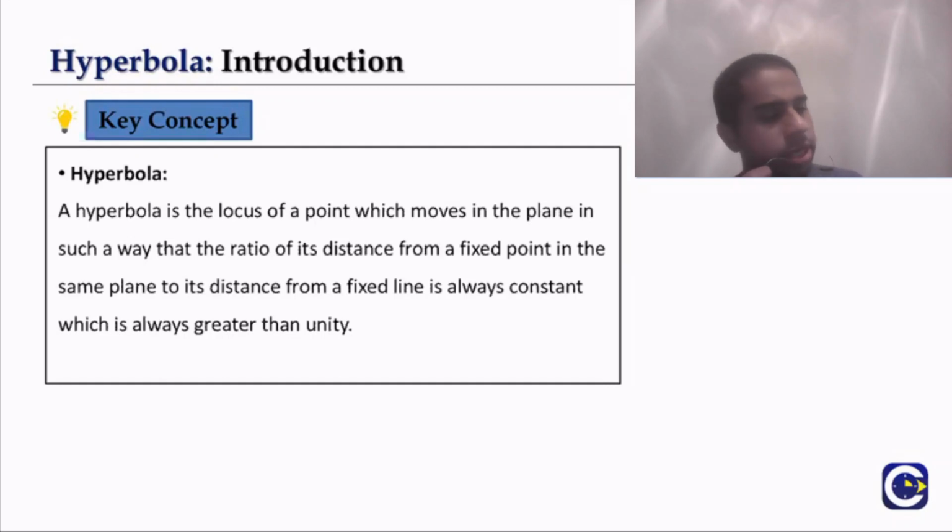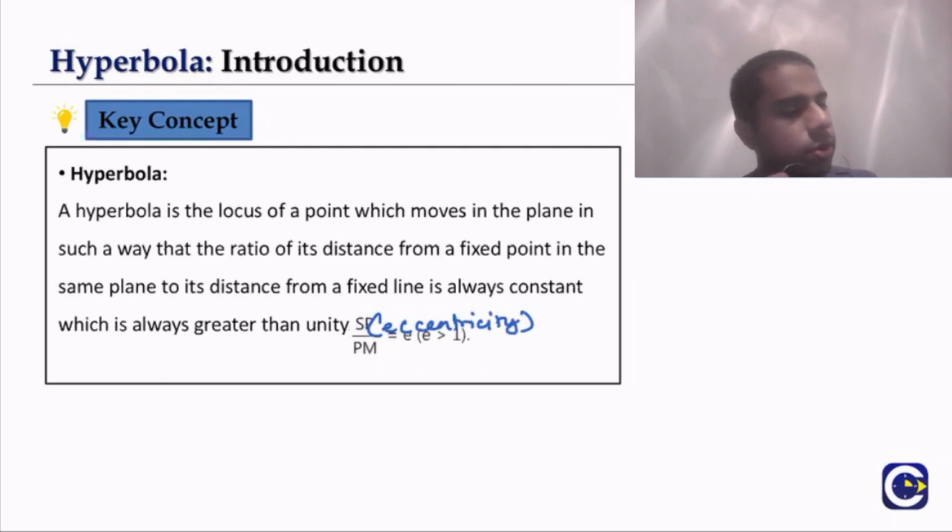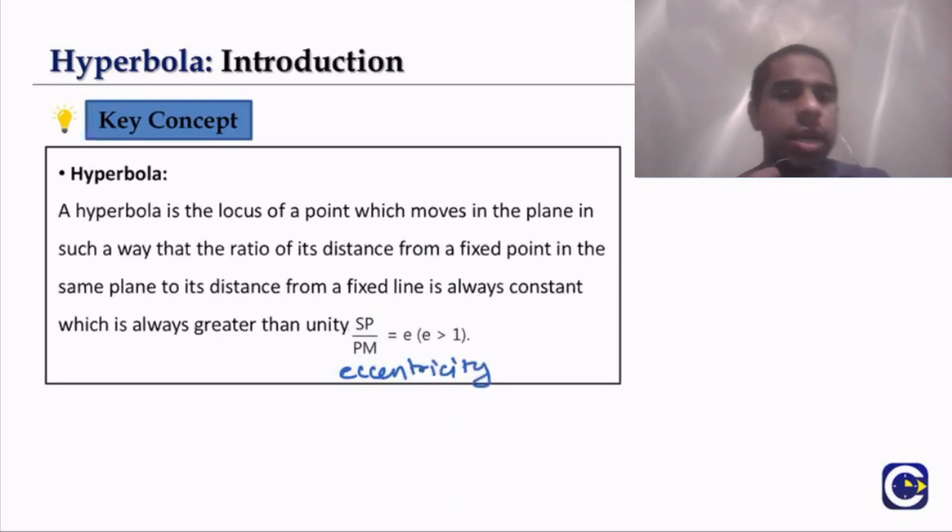The ratio here is also eccentricity. Eccentricity, yeah, it's given here. Sorry for writing over it. So this is also eccentricity. But if you see, the eccentricity in this case is always greater than unity, right? The eccentricity in the ellipse which we saw was always less than 1, right? Here the eccentricity is always greater than 1. And there is another definition for hyperbola which I would like to share.